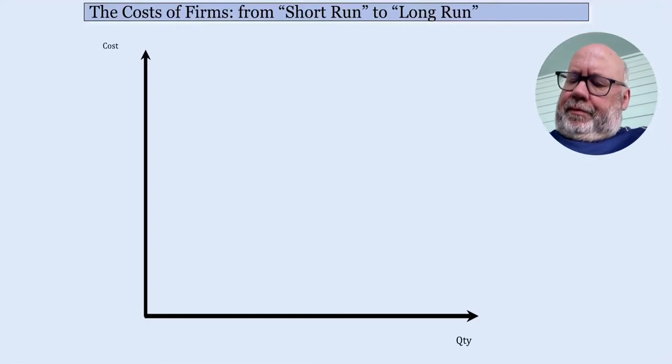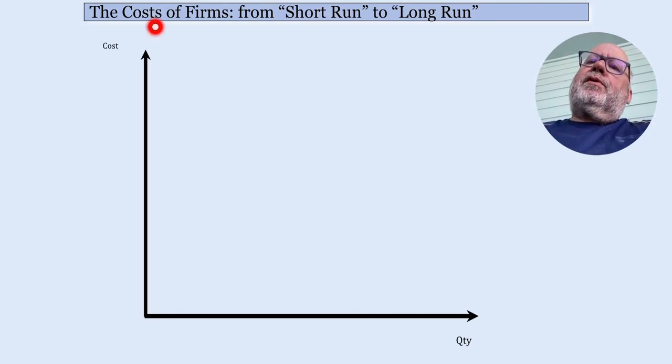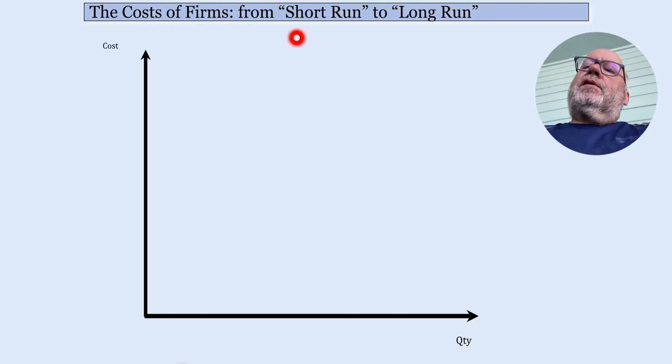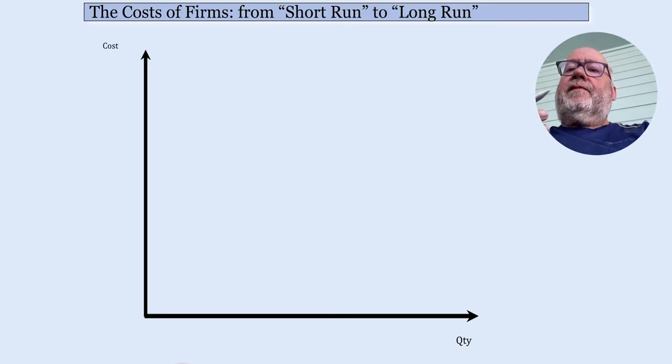Okay, we're going to have a look in this video at how the costs of firms differ between the short and the long run, and how the long run curve is formed from a series of short run curves. If you remember, in the short run you only have one factor of production that can be varied, whereas in the long run all of the factors of production are variable.